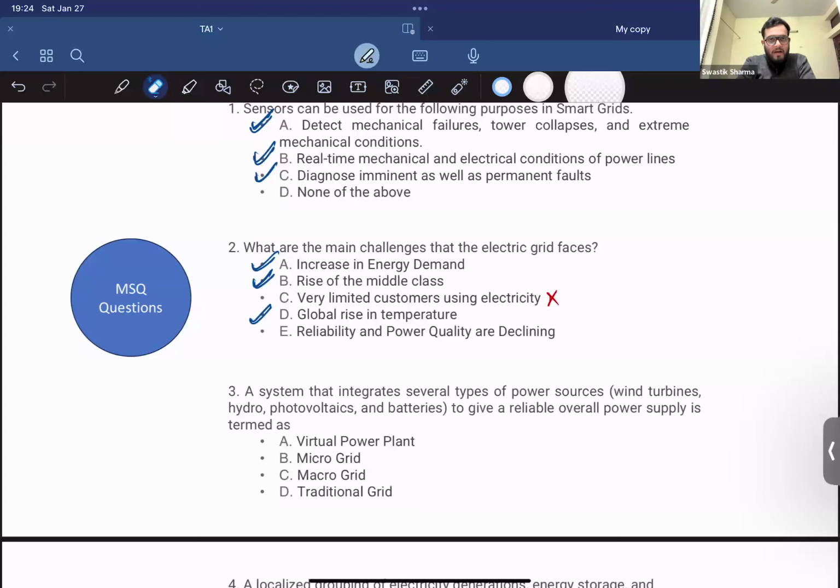Is this a threat? How are reliability and power quality declining? Can anyone tell me? Actually, sir, because of non-linear loads, they cause the harmonics at the point of common coupling. They may affect the quality of power. Okay. So non-linear loads were there before. So why only non-linear load?